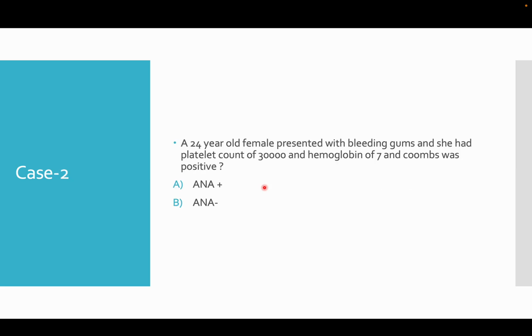A 24-year-old female presented with bleeding gums, and she had a platelet count of 30,000 and hemoglobin of 7, and Coombs was positive. How do you go about this? This is a similar case where the platelet count is 30,000, but anemia is also present. But in this case, hemolytic anemia is present. So this is not a case of primary ITP.